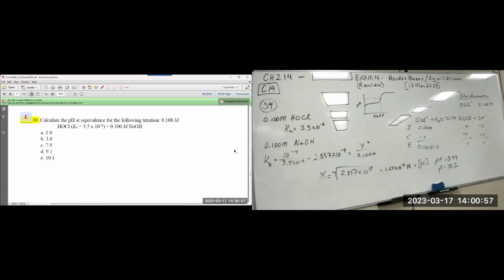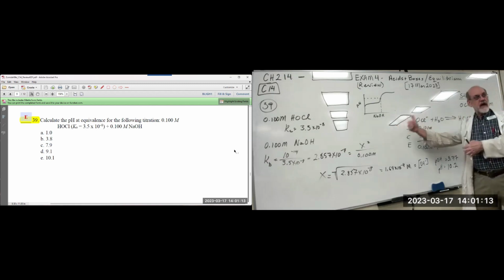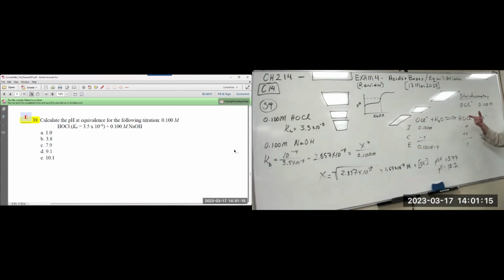Did that make sense? This is one of those where we have a two-step problem, stoichiometry first. And you can think that for any titration, you're going to do stoichiometry first. And then that will give you the values for working on the reverse reaction to go backwards toward equilibrium.